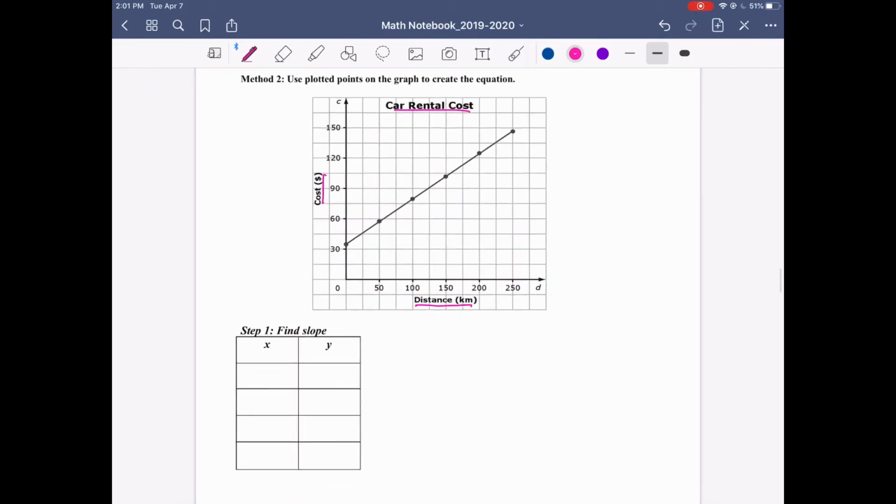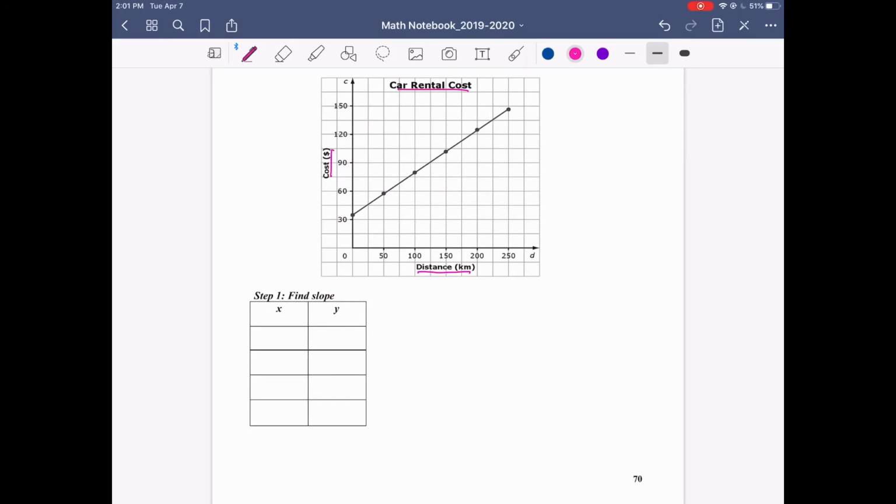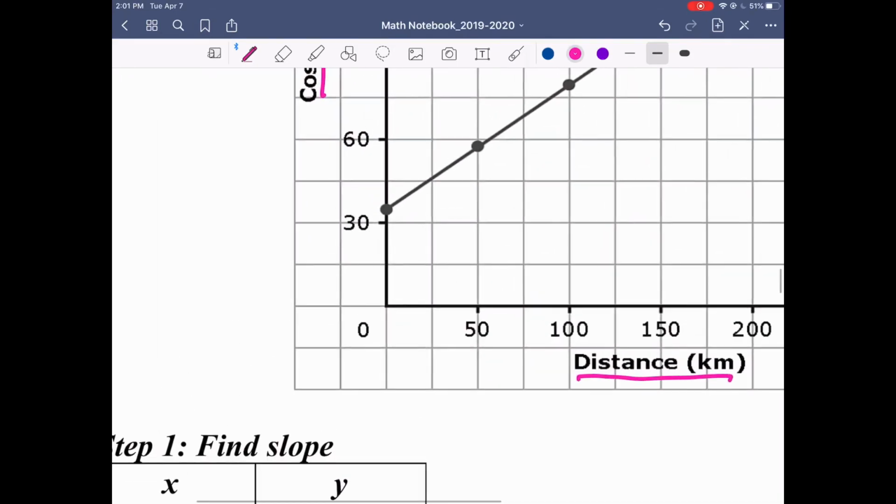Now, here we're going to find the slope using the graph and using a table of values. Just by looking at this graph, the y-intercept we know is for sure above 30. Between 30 and 60, this is about 45. So we know it's between 30 and 45.